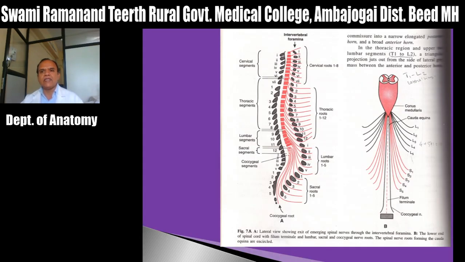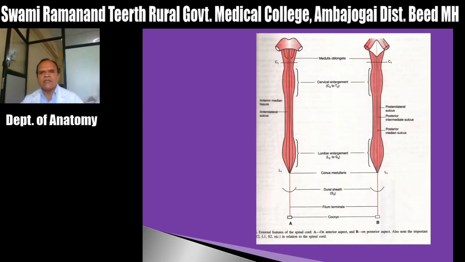So spinal nerves, how many spinal nerves are there? 31 pairs. 31 pairs of the spinal nerve. Among these, 8 cervical, 12 thoracic, 5 lumbar, 5 sacral and coccyx. So there are 31 pairs of the spinal nerves. And then the spinal segment. These various spinal segments and spinal nerves. Get it? Okay. Now any doubt?